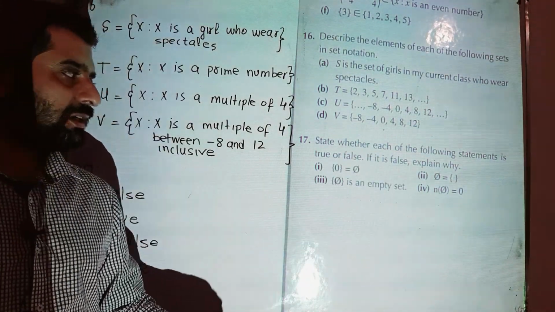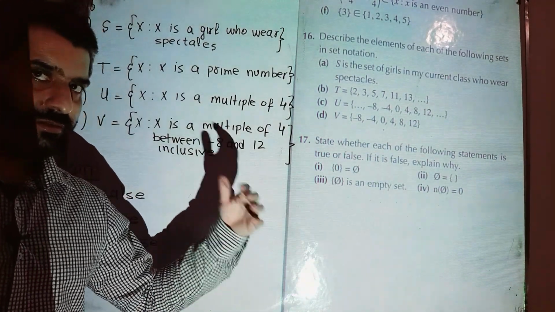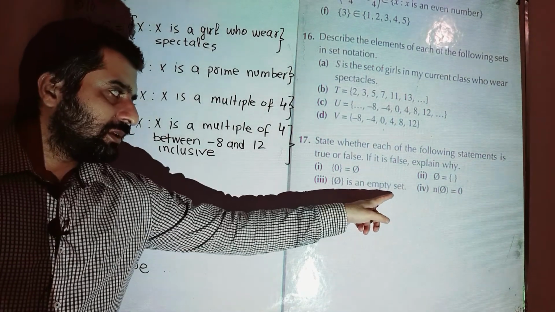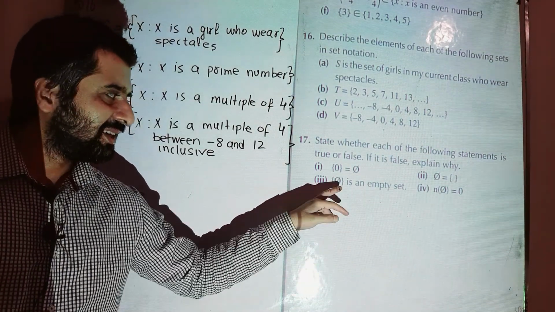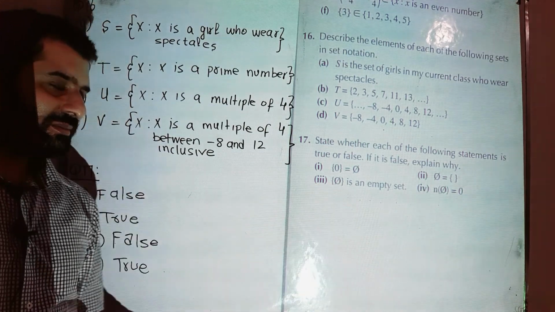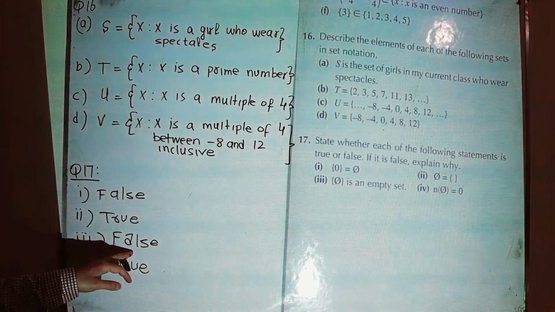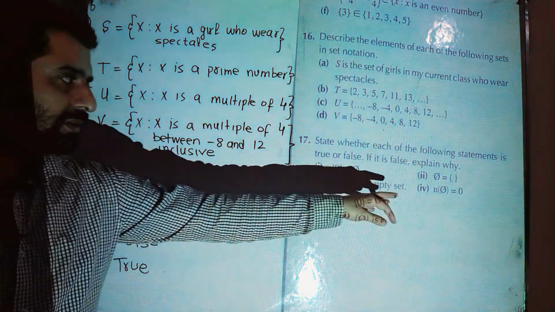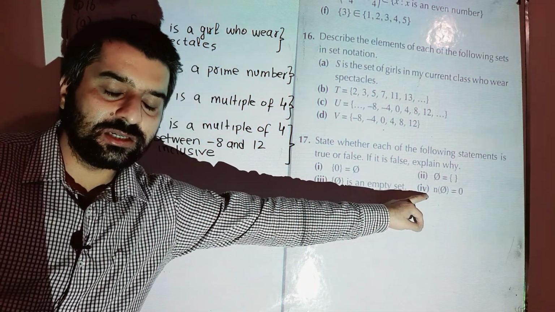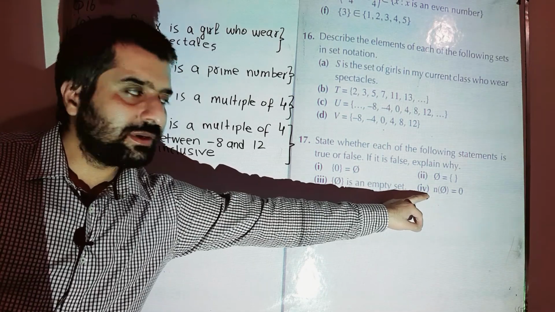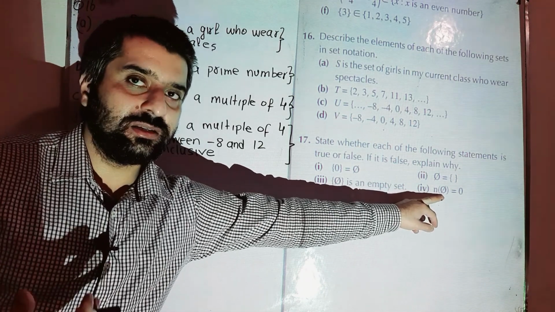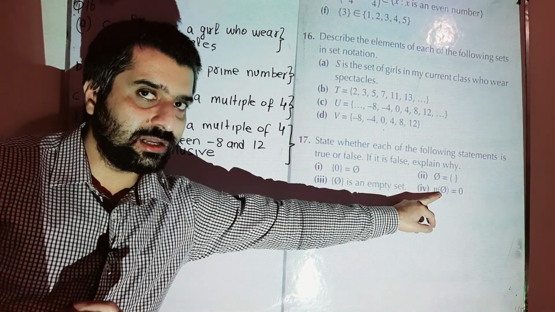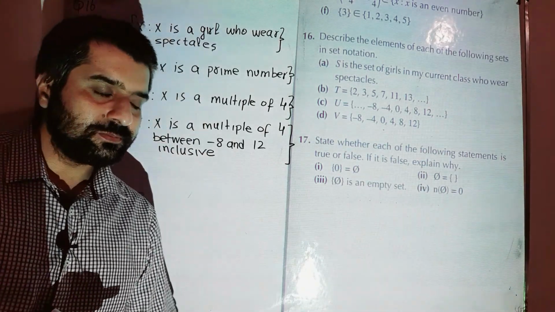Part 2: phi is equal to the empty set. Yes, that's what I was talking about. This is true. This is an empty set. Again, we have got phi as its element, so this is not an empty set, false. And part 4: n stands for the number of elements in phi. Phi is an empty set. The number of elements in an empty set is 0.